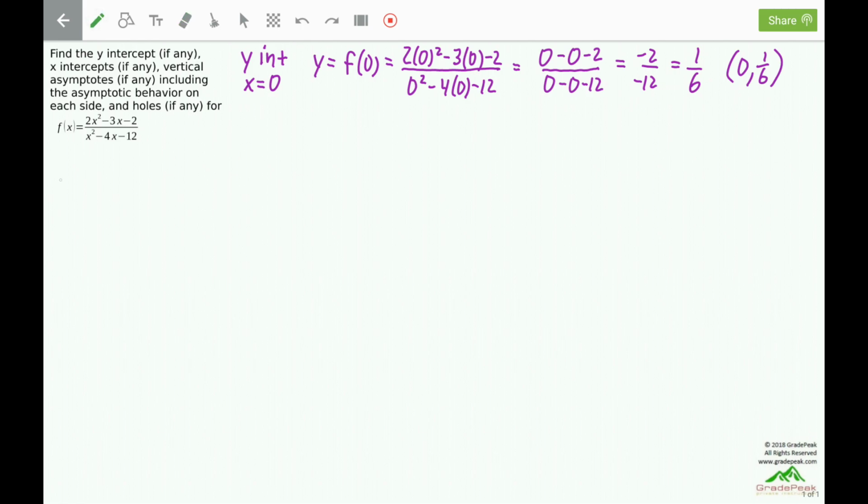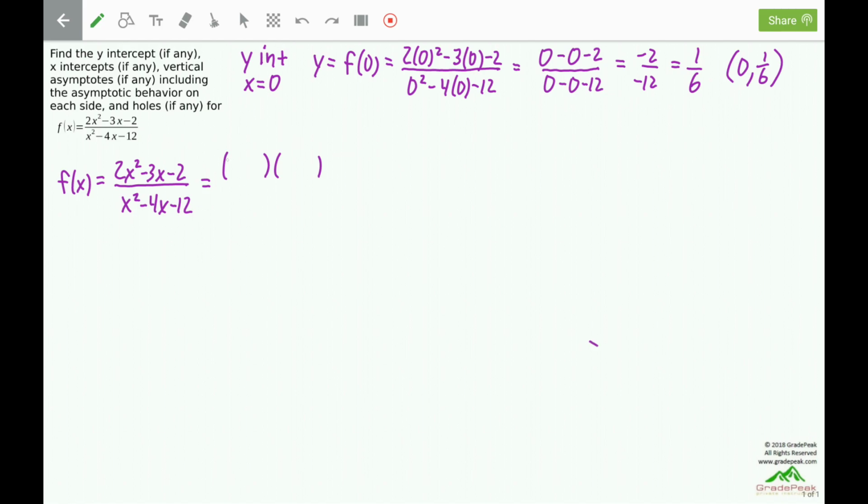The remaining parts are found by taking the function, which is f of x equals 2x squared minus 3x minus 2 divided by x squared minus 4x minus 12, and fully factoring it. In the numerator, that is a trinomial quadratic, so it will trinomial factor.